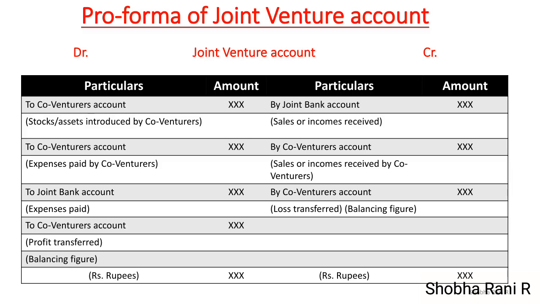Joint venture account is a nominal ledger account in which transactions made exclusively in joint venture are recorded to find out its profit or loss. It is maintained from the starting date of joint venture to the date of dissolution. The expenses and purchases made for joint venture are debited. The incomes and sales made in joint venture are credited. Finally, the profit or loss is found and shared among the co-venturers.